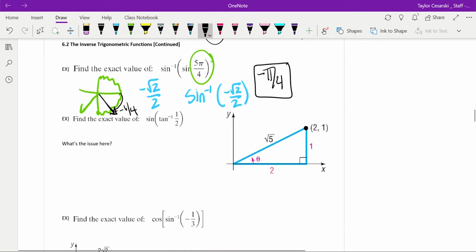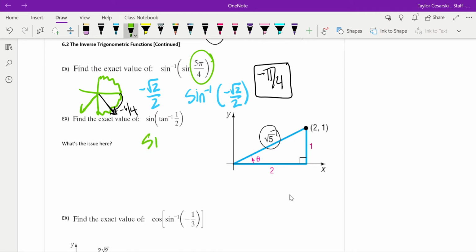Okay. All right, find the exact value of sine of tangent inverse of 1/2. All right, so it's already drawn the picture for you here, which is pretty nice. Okay, so tangent inverse of 1/2. So opposite over adjacent is 1/2. Okay, and if this square root of 5 wasn't given to you, you'd have to use Pythagorean theorem to get there. Okay, now, so that's the angle that we're talking about.